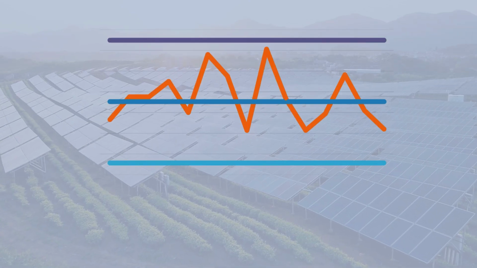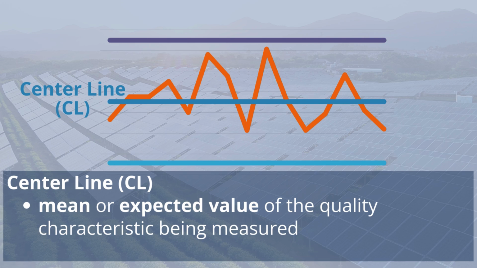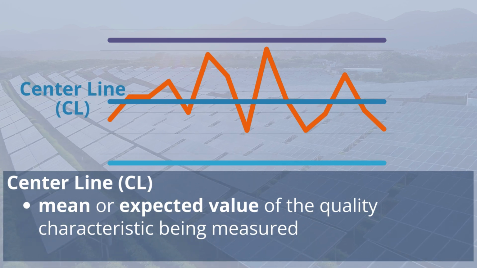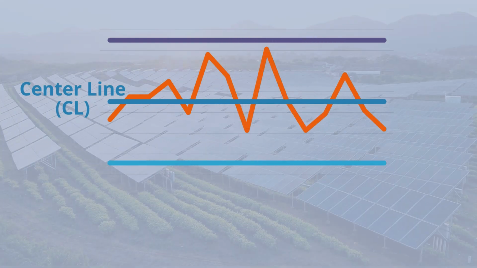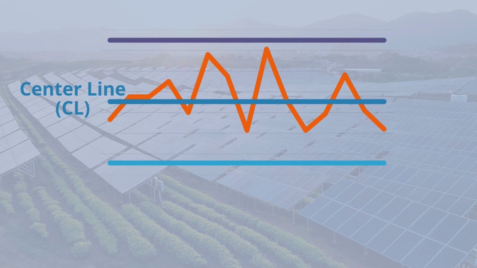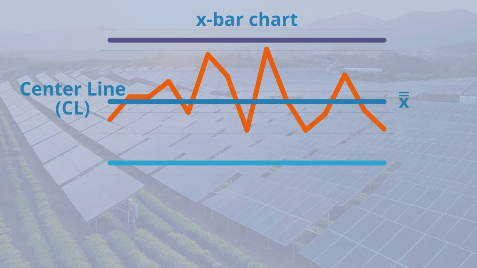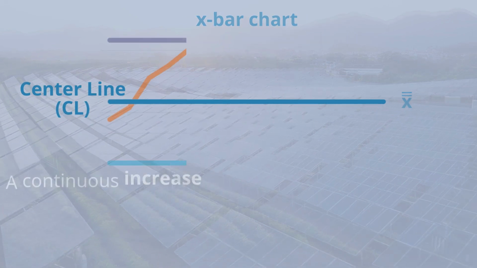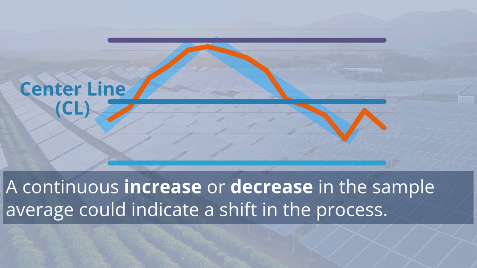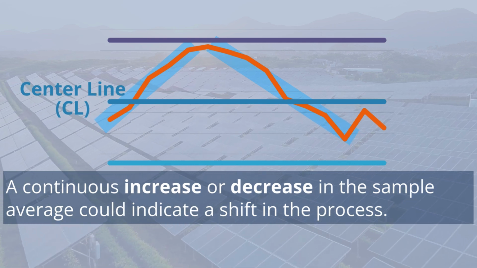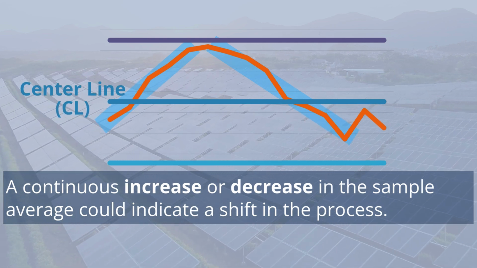The center line of a control chart represents the mean or expected value of the quality characteristic being measured and acts as a baseline to monitor the process. For example, the center line of an X-bar chart represents the mean of the sample averages. A continuous increase or decrease in the sample average could indicate a shift in the process, suggesting a potential change in the underlying process mean.